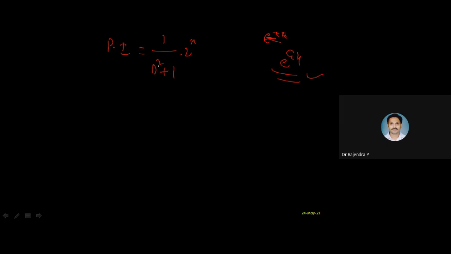There is no e here as a base. How can I write it? 1 by d square plus 1 into 2 power x. I can write this as e power logarithm of 2 power x. Can I write it? Everybody remember this formula? It is something like 1 by d square plus 1 into e power, base e, whether you write it or not doesn't matter.